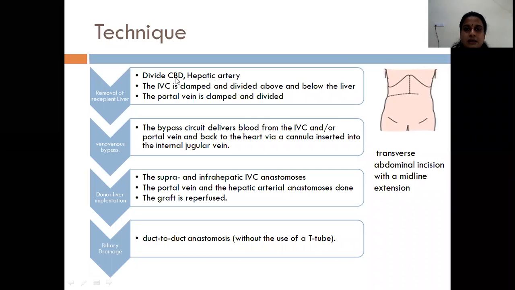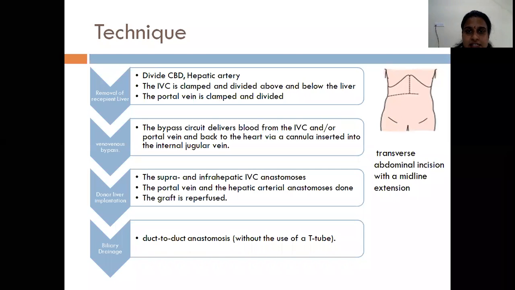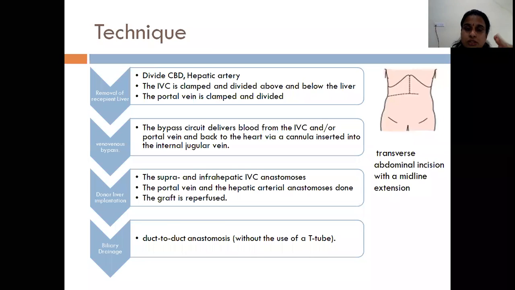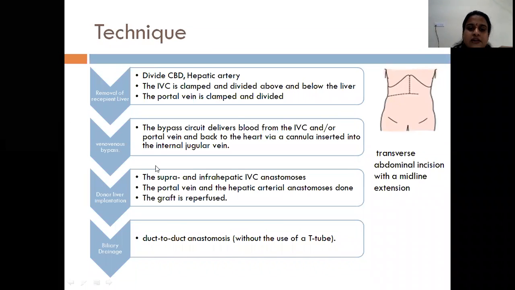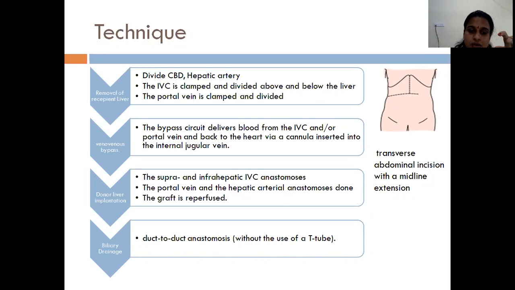First you divide the bile duct. Initially, while removing the diseased liver, we will cut the common bile duct first, then the hepatic artery, then the IVC, and lastly the portal vein. But when you anastomose, do it in the reverse fashion. That is, firstly the IVC is anastomosed, both the supra and infrahepatic parts of the IVC, then the portal vein and hepatic artery are anastomosed.